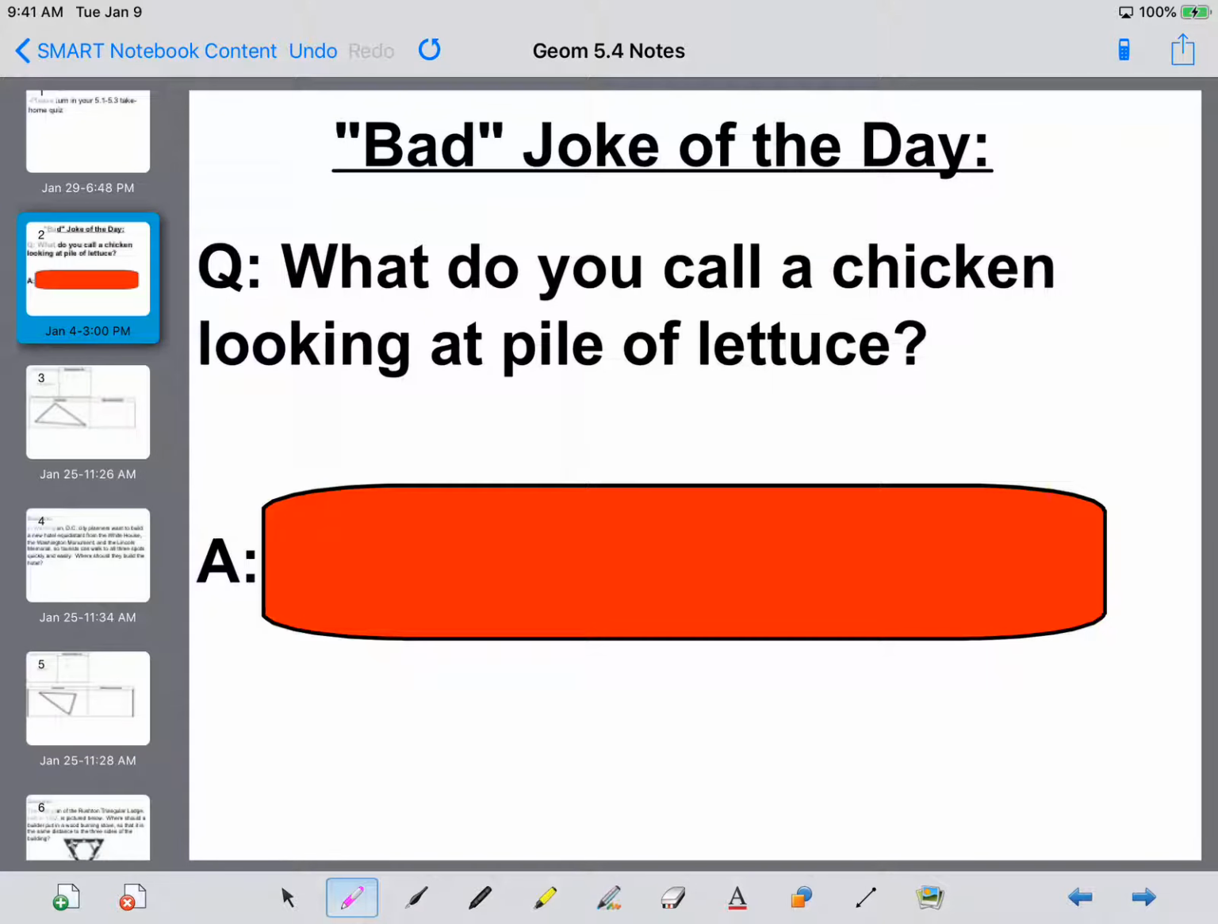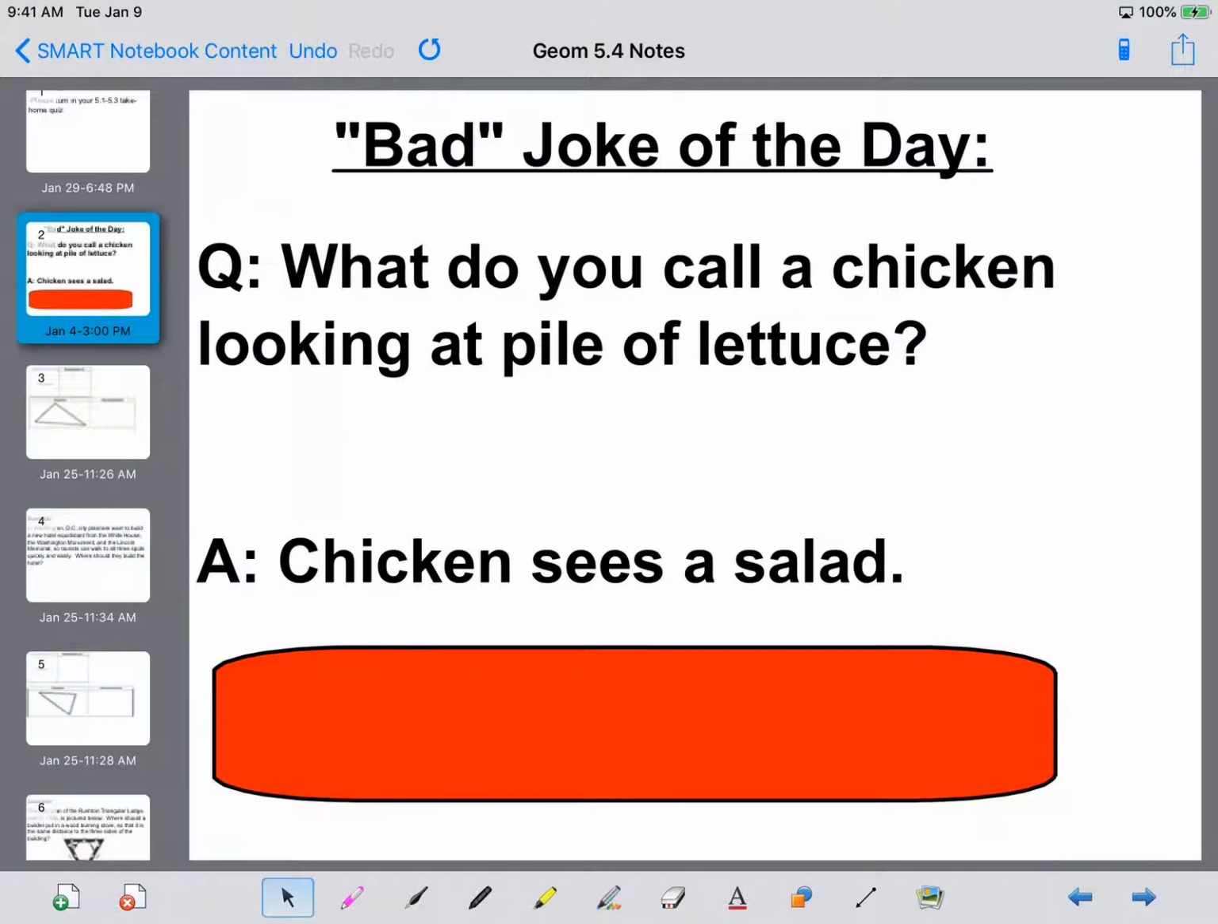Here's one of the wonderful bad jokes of the day. What do you call a chicken looking at a pile of lettuce? Well, chicken sees a salad. Whew, which kind of sounds like chicken Caesar salad. Yeah, that one's kind of a stretch.